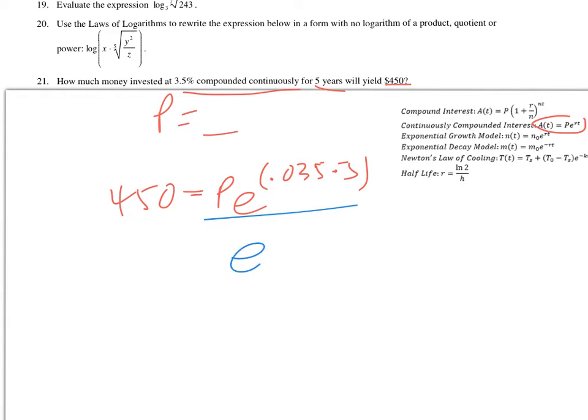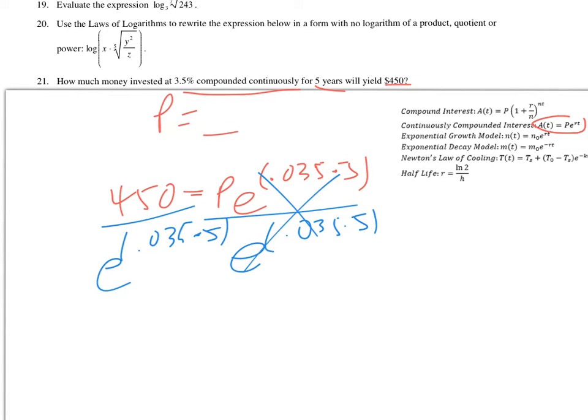And then we're going to divide this by e to the 0.035 times 5 on both sides. And just type that into your calculator. And that should give you your answer for P.